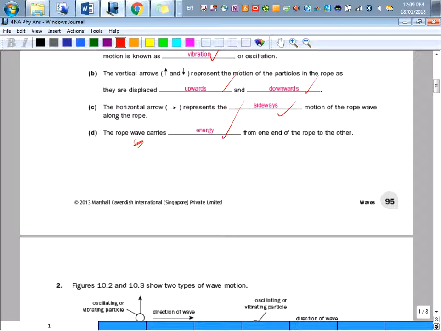Now, not all waves require a medium. For example, infrared radiation, we learned in our transfer of thermal energy, right? We say that it can transfer without a medium. So through a vacuum, our Earth gets heated up by the sun's infrared radiation. They do not require a medium. So likewise, light. Light is also a type of wave. Doesn't require a medium. Okay? What about water waves? Do they require a medium? Obviously, water. Water is the medium.